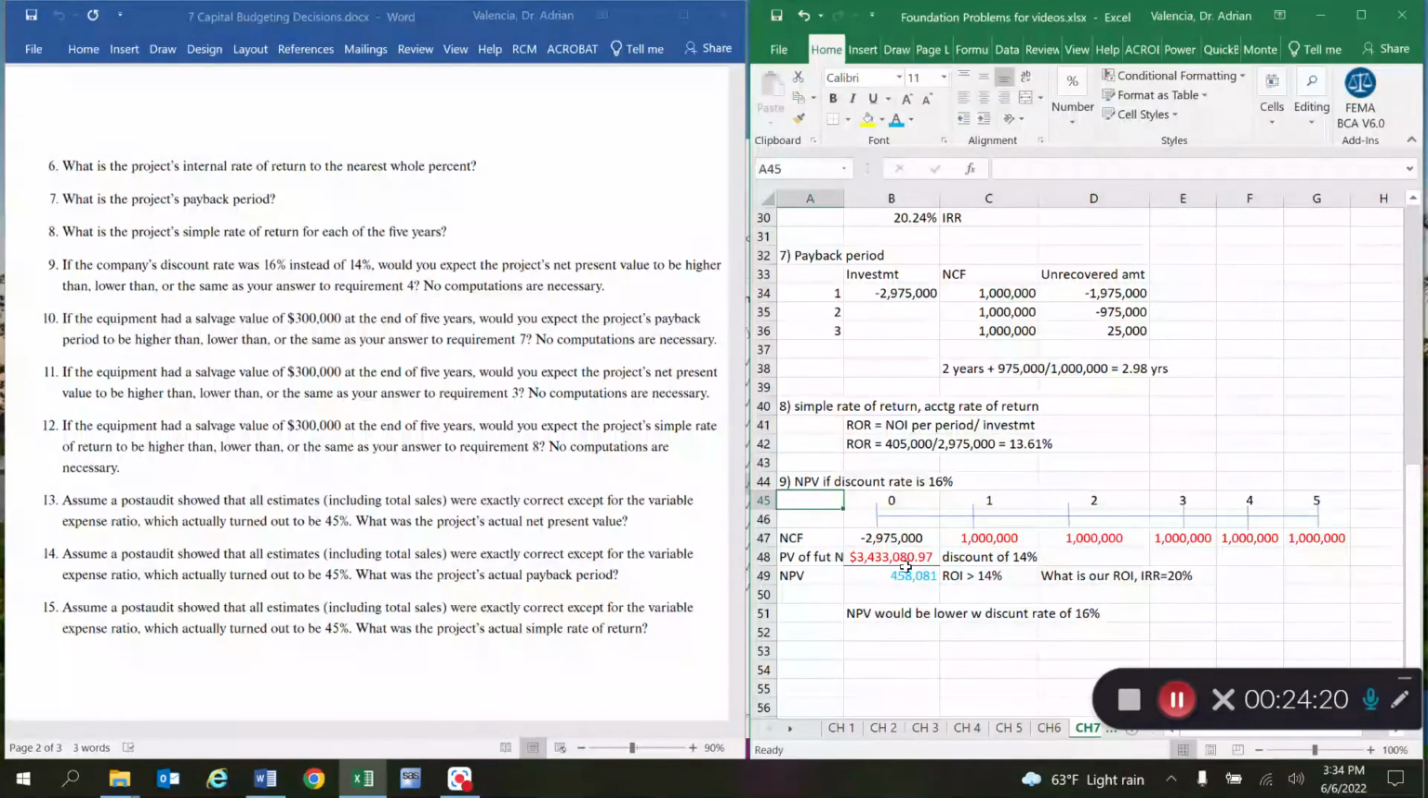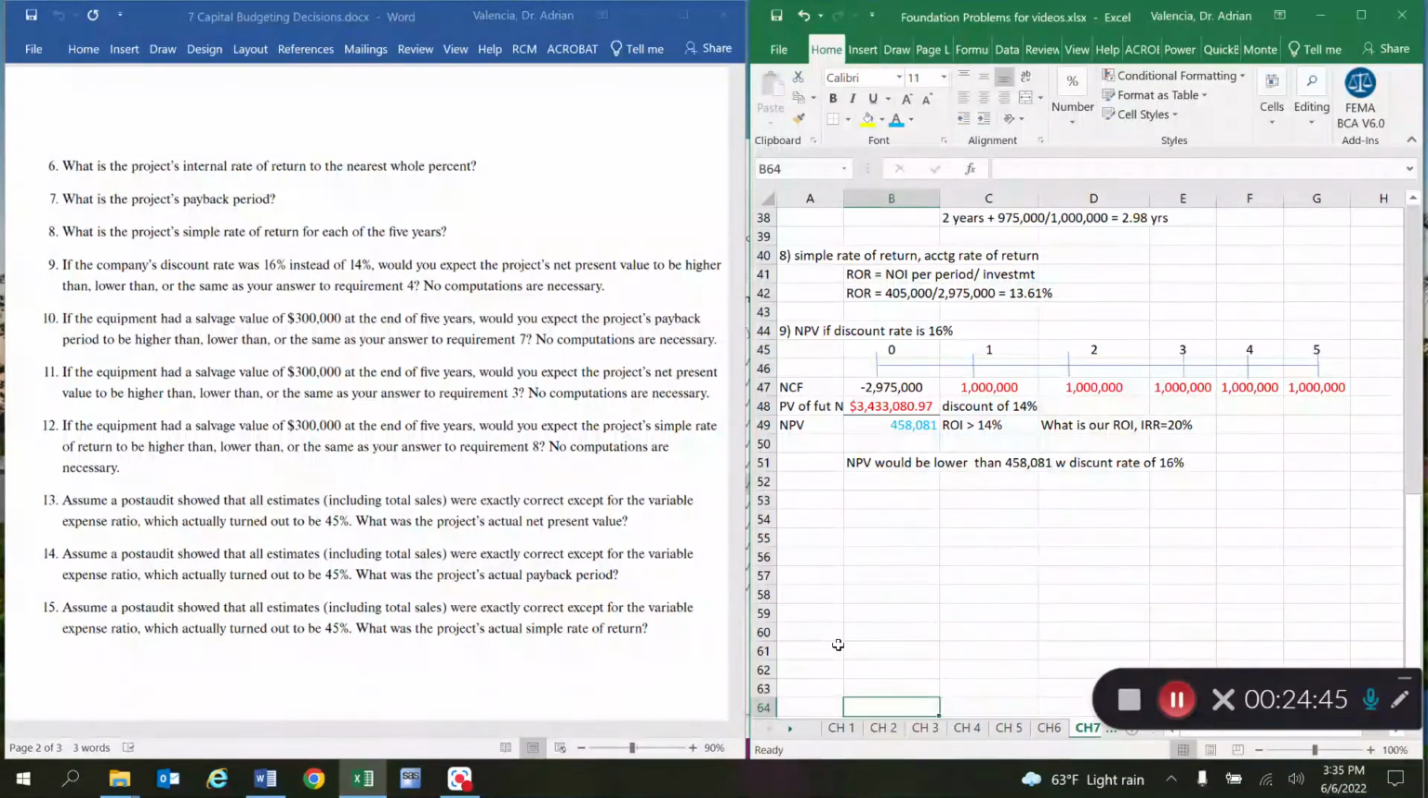Well, the NPV would be lower, and to be more specific, lower than 458,081. Now, we also know that it will be positive because to get this to be 0, you would have to use a 20% discount rate. So it's going to be some positive number, maybe 200-something thousand. And that's just mathematically what would happen, okay?